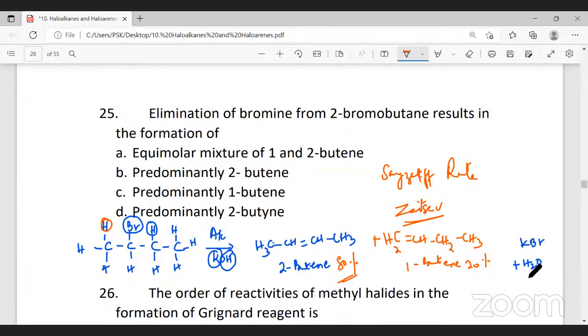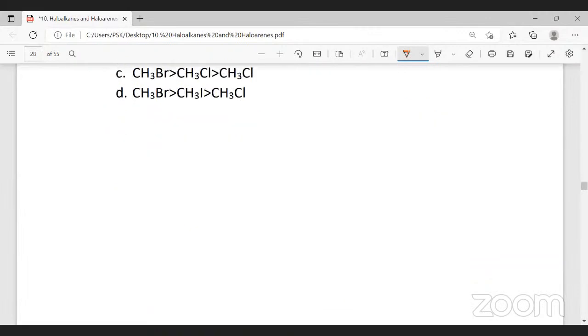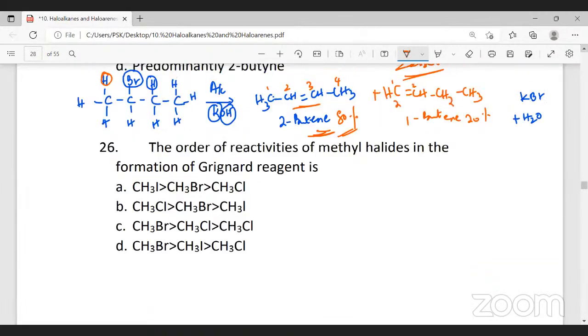The answer for this question will be what? Elimination of 2-bromine from 2-bromo results in the formation of, see, 2 products. One is 2-butene, the other one is 1-butene. 80% is 2-butene, based on Zaitsev's rule. Highly substituted alkene will be preferred as the product. Here, highly substituted means the second carbon atom has a double bond. Here you can see the first carbon atom itself has a double bond. So this is highly substituted. Therefore, the product formed will be predominantly 2-butene. Hence, the answer for this question will be option B.